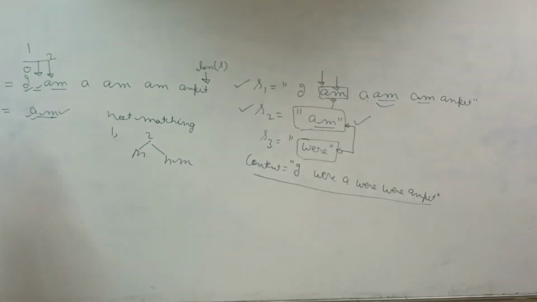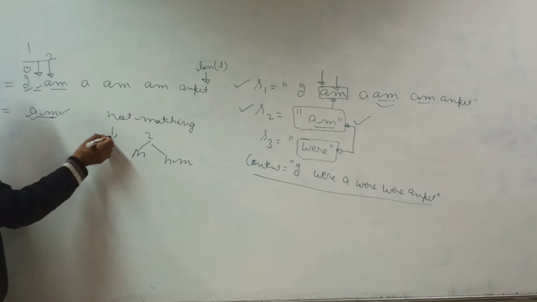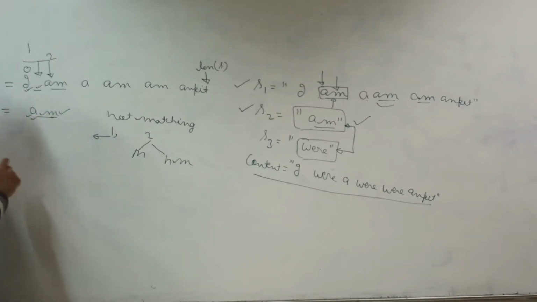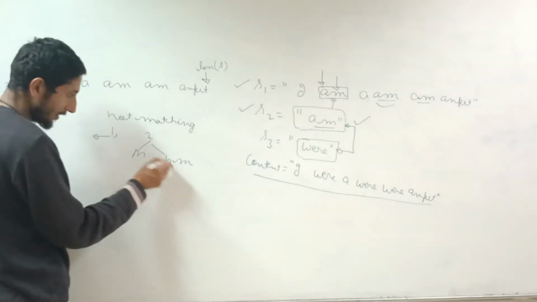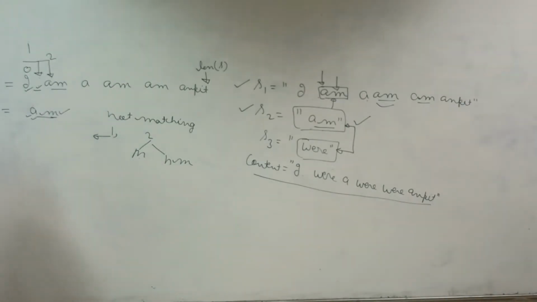Are you following this one? Because the first character has been matched. Okay, then I have to check the second character. So what I will do, I will not increment the value of i, because I don't want to lose the control of the current location.